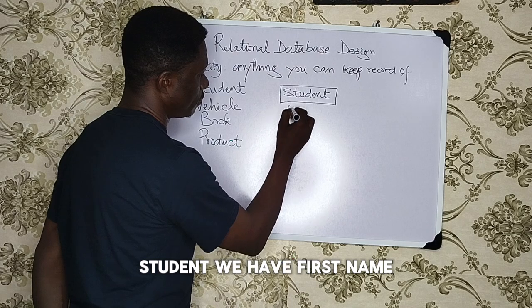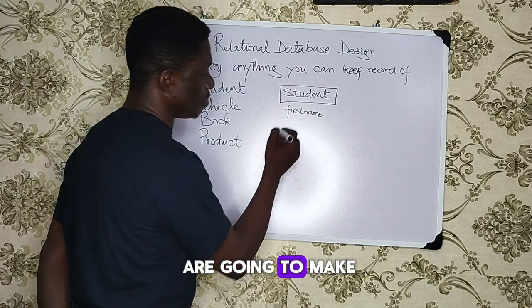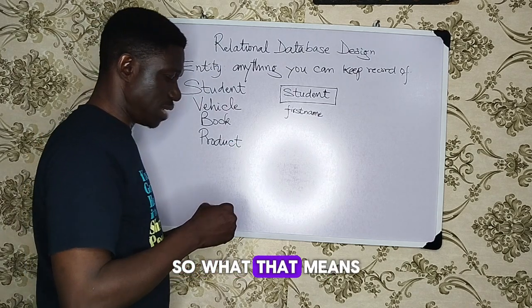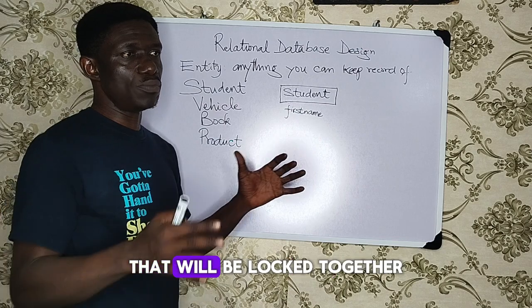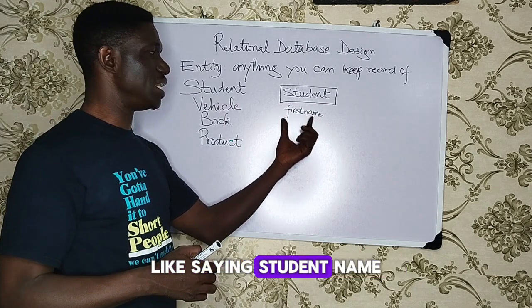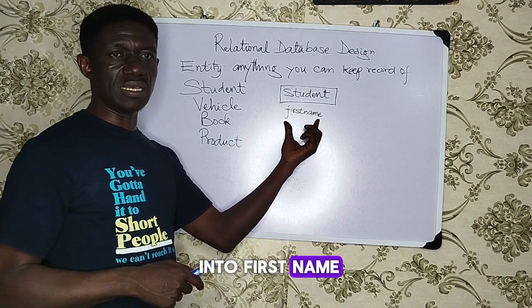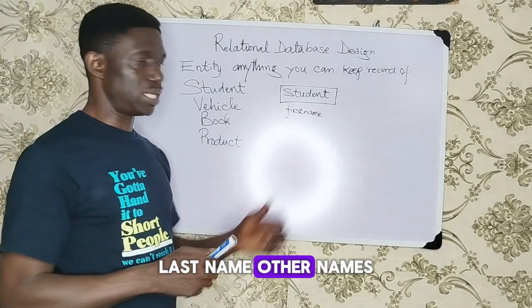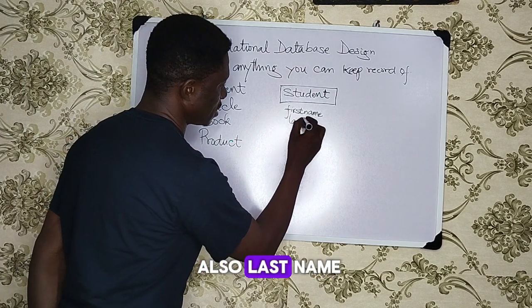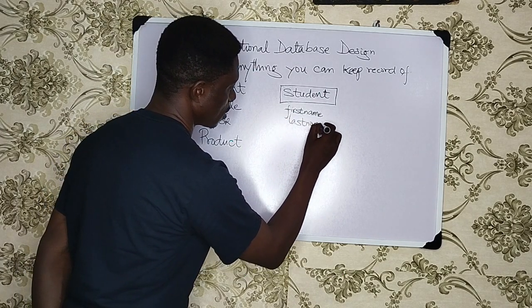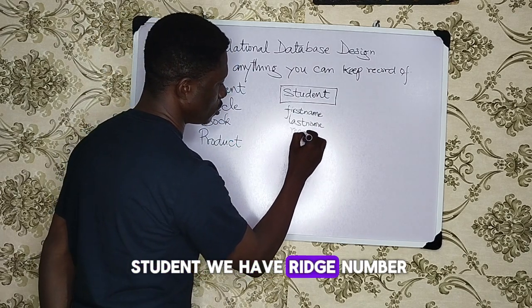Student will have first name. All the attributes, we are going to make them atomic. So what that means is that you don't need to have any field that will be lumped together, like saying student name. Name can be split into first name, last name, other names. So we look at also last name. The next thing, the student will have reg number.